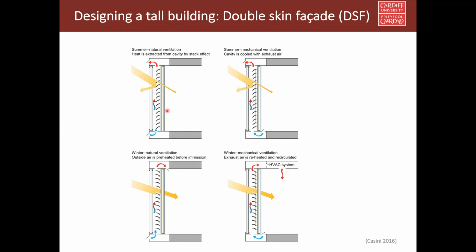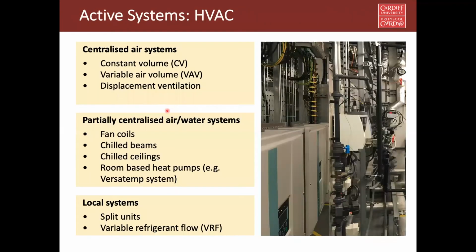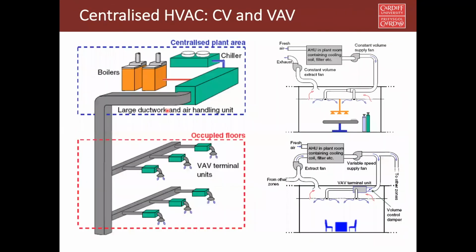Now we'll go to HVAC systems. I'll be very quick now. There are 3 types of HVAC systems: centralized system, partially centralized system, and local systems. I'll just go to the details. So let's talk about the centralized system. Two of the key systems are the constant volume system and the variable air volume system.